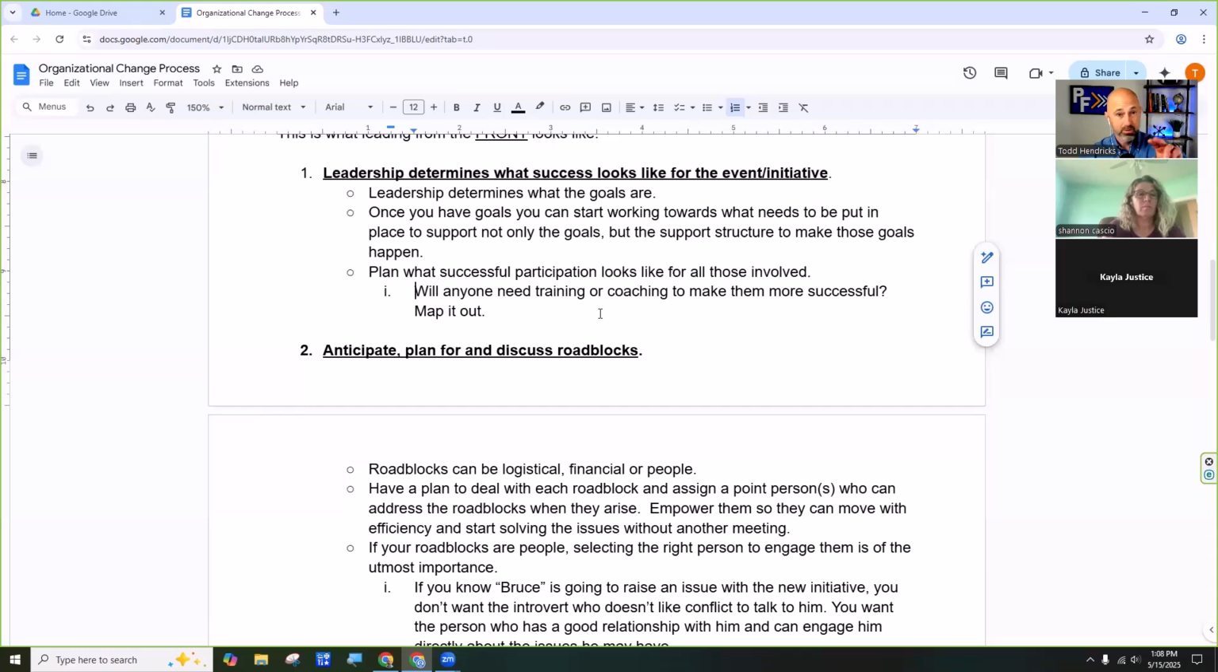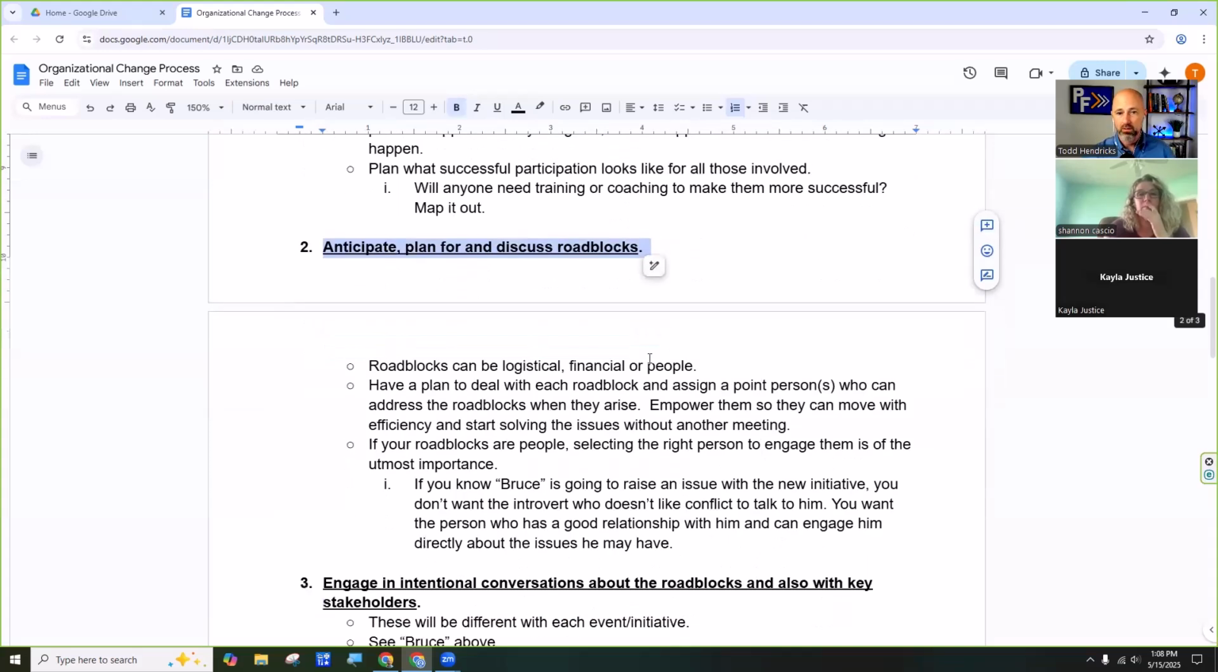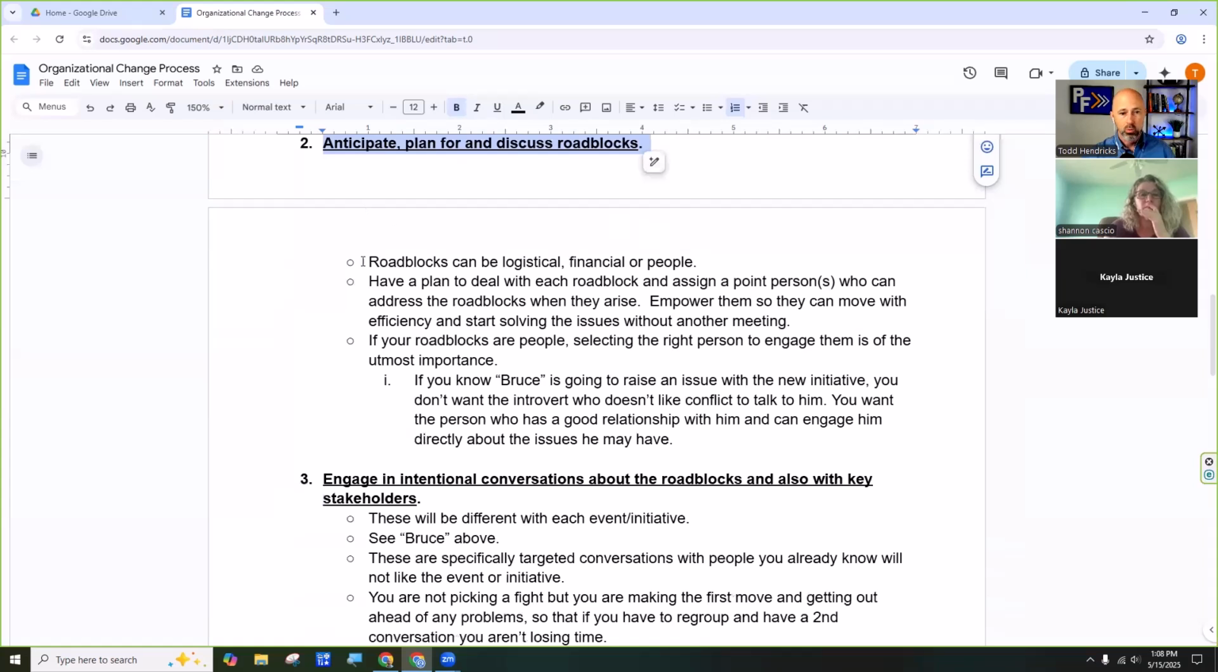So the second thing that happens with leadership only is you anticipate and plan for and discuss roadblocks, because they're going to happen. You're going to have wrenches thrown in your gears, and you're going to have to know how to circumvent that. So roadblocks can be logistical, they can be financial, and roadblocks can be people, because people get in the way sometimes. And I'm not saying that to be facetious or silly. I'm saying absolutely, in organizations and businesses, there are always going to be people who are not on board with what you're trying to do. So how do we change that?